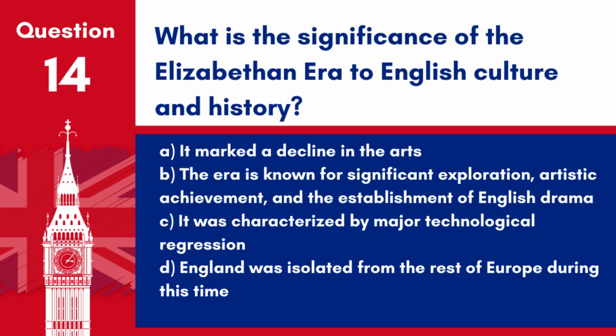Question 14. What is the significance of the Elizabethan era to English culture and history? A. It marked a decline in the arts. B. The era is known for significant exploration, artistic achievement, and the establishment of English drama. C. It was characterized by major technological regression. D. England was isolated from the rest of Europe during this time.